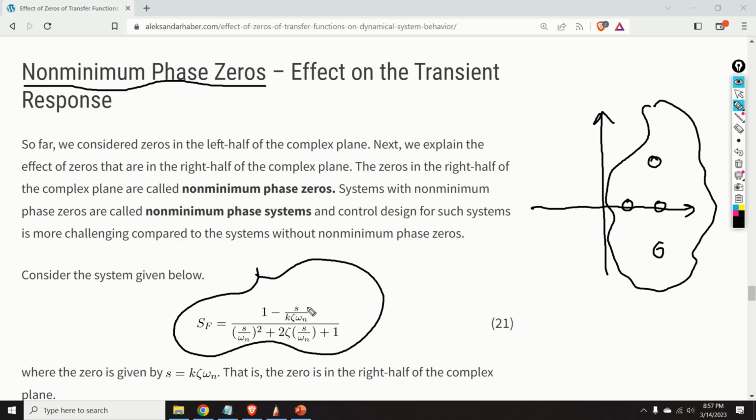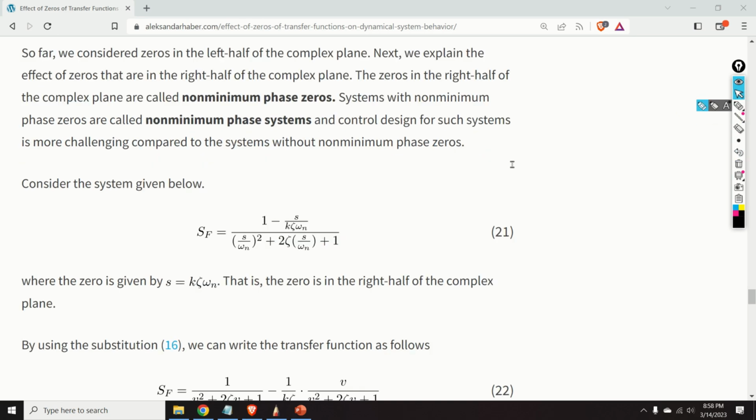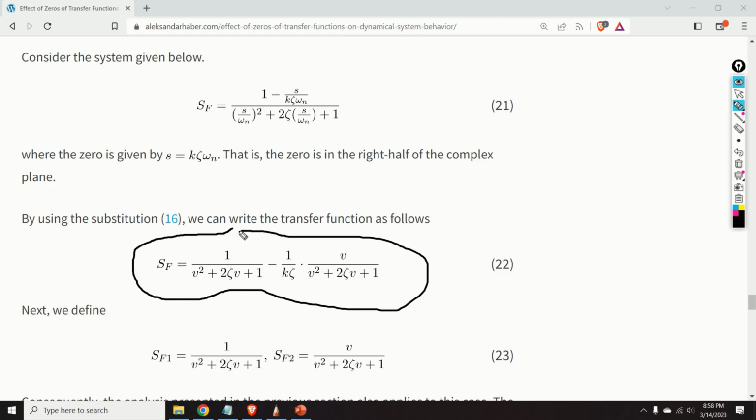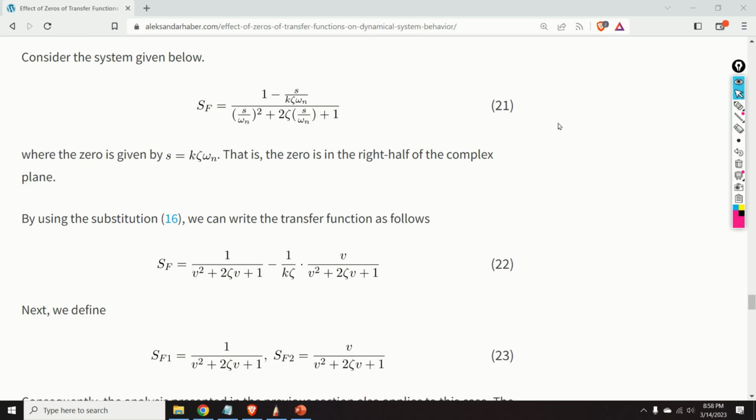Here we introduce a zero, however the zero is now located in the right half of the complex plane. It's equal to k zeta omega n. The analysis is equivalent to the analysis I performed in the previous segment of this video. That is, I will simply decompose my transfer function like this. I explained the origin of this term. However, notice over here that we have a minus sign. And let us see what this minus sign will do in practice.